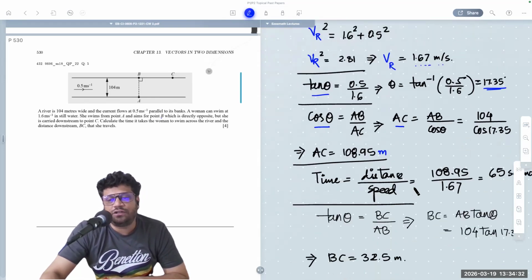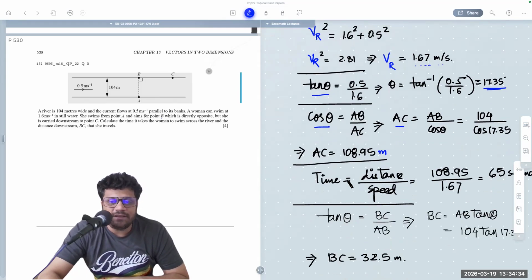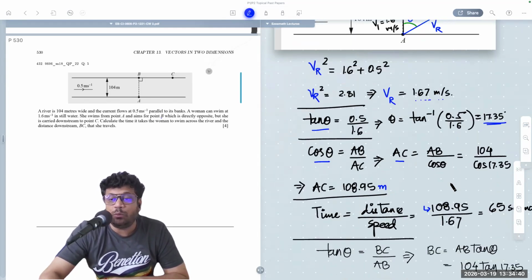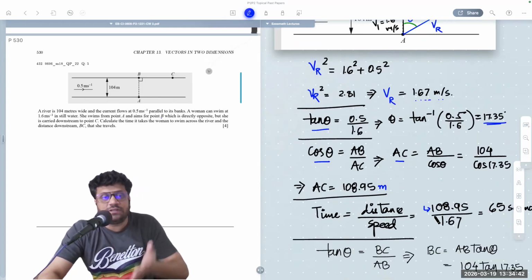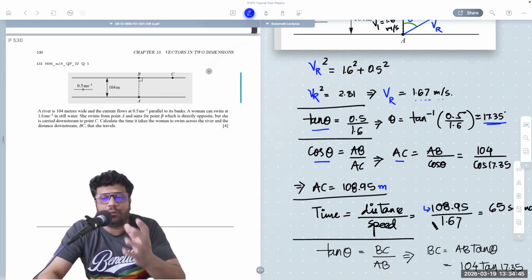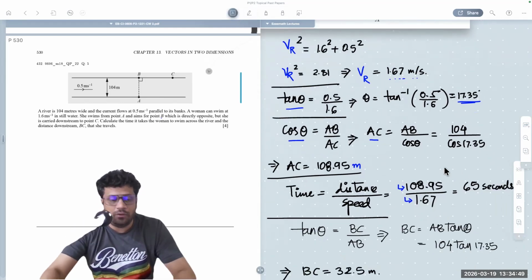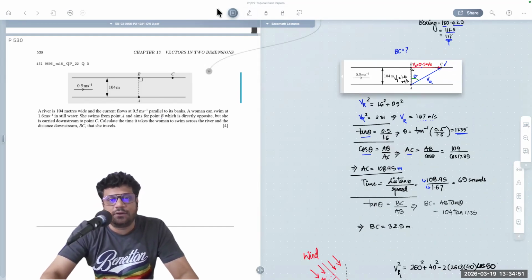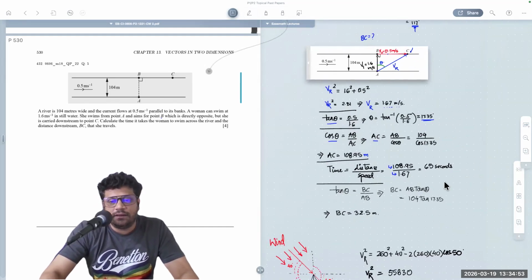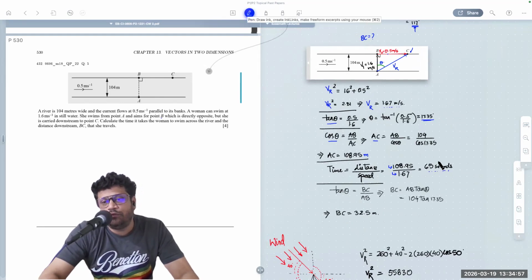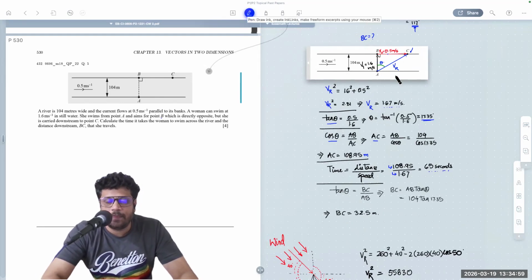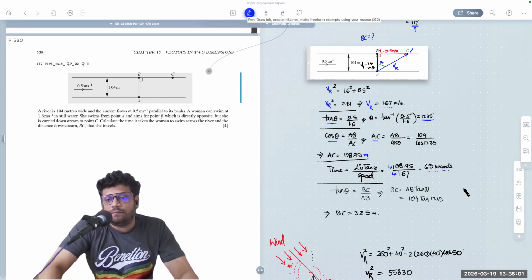Now, if they ask you for the time, time is distance divided by speed. The distance AC is 108.95 and the speed with which the swimmer moves along AC is 1.67, which is also something we have found out. And that is how we know it is going to take the swimmer 65 seconds to move from A to C. That's your answer for the time.